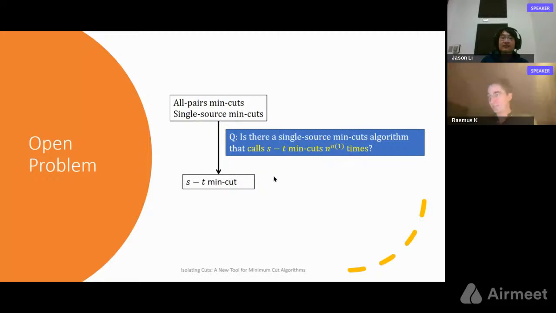Thank you very much, Jason. So we have a question in the chat. Max asks, can you maybe sketch how to get global min cuts from isolating cuts deterministically?